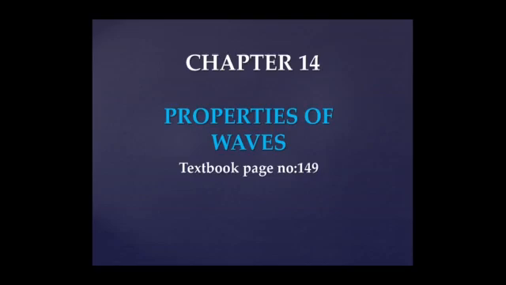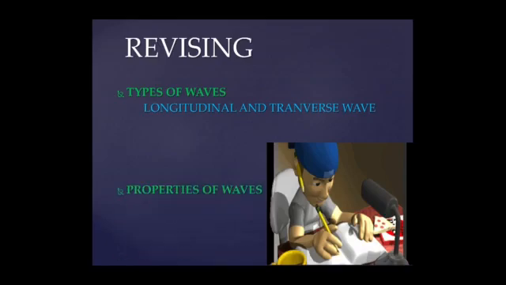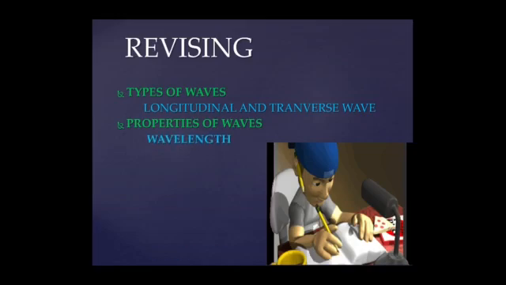Before beginning today's class, let's revise what we have studied in the last two classes. In the last two classes, we discussed the types of waves. You know that there are two types of waves: longitudinal waves and transverse waves. We also discussed the four properties of waves. They are wavelength, amplitude, frequency, and period.